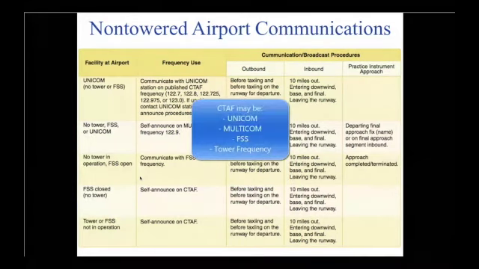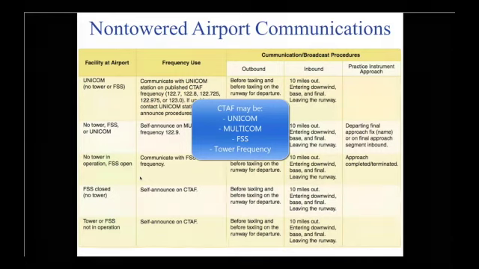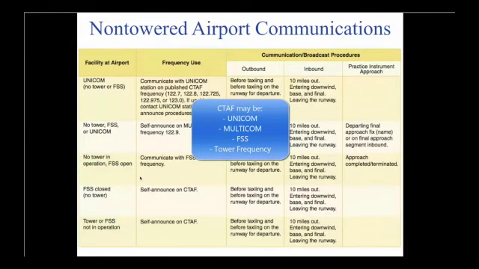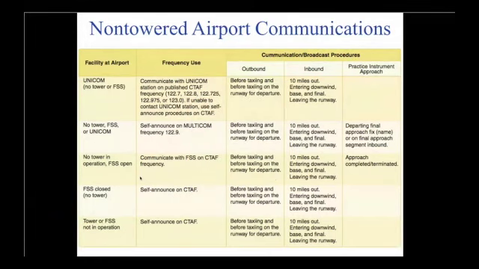The CTAF may be a Universal Integrated Community, UNICOM, Multicom, Flight Service Station, FSS, or tower frequency, and is identified in appropriate aeronautical publications. UNICOM is a non-government air-ground radio communication station which may provide airport information at public use airports where there is no tower or FSS. This figure lists recommended communication procedures. More information on radio communications is discussed later in this tutorial.